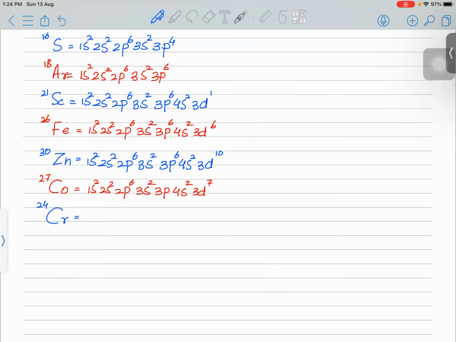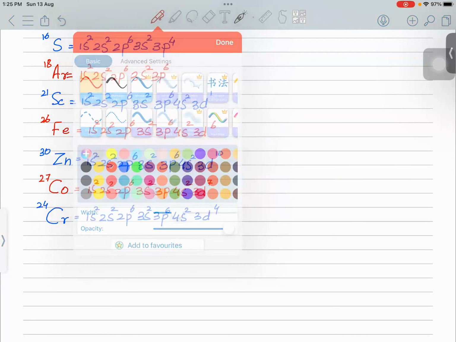Just tell me the electronic configuration as usual. So in this case, everything will be repeated again, but it'll be 3d4. 1s2, 2s2, 2p6, 3s2, 3p6, 4s2, 3d4. Isa, what is your opinion?